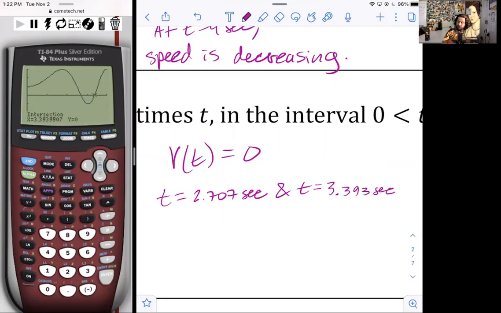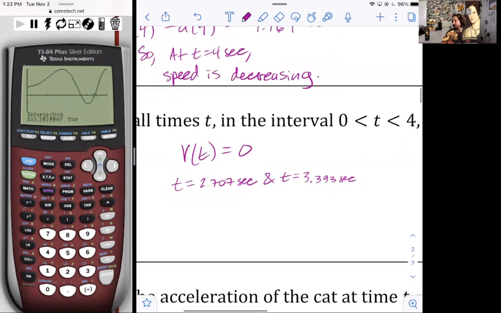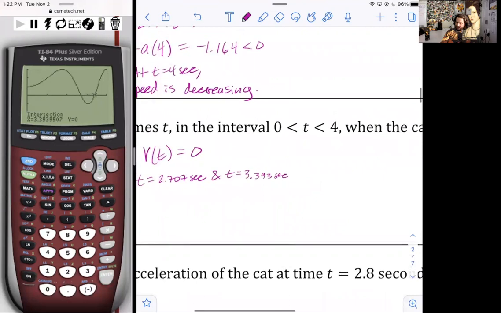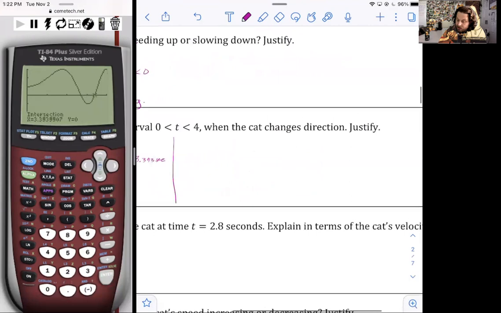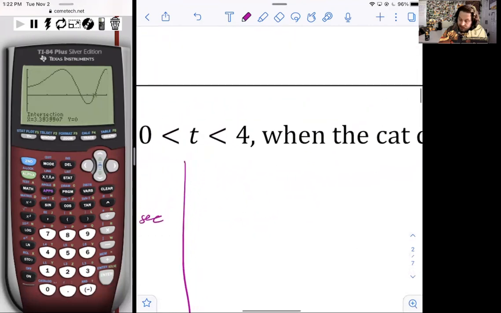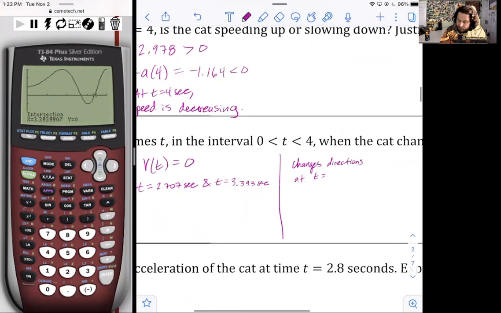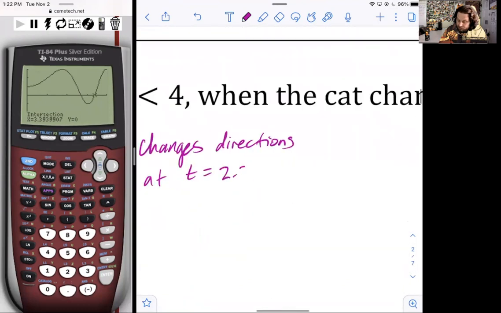3.393 seconds. Now, again, if you're leaving those as your answers, not just where the derivative is 0 or where the velocity is 0, that would be fine if it didn't ask you to justify, okay? But remember, it takes more than being 0, so you would have to justify. So let's go ahead and say changes directions. You could say cat, that's fine. Changes directions at t equals the first one, 2.707.